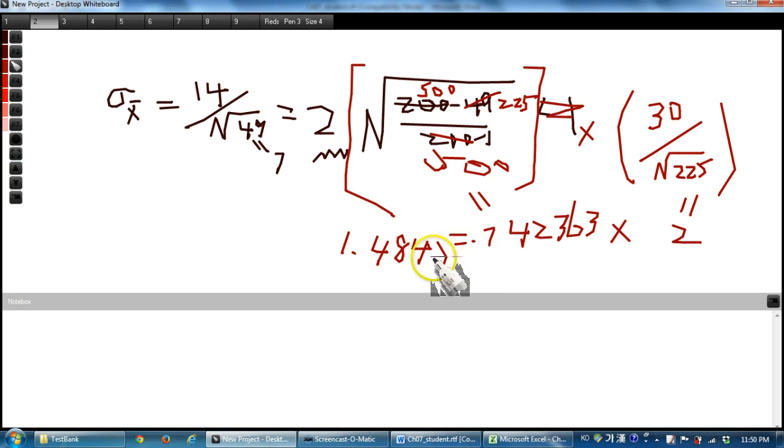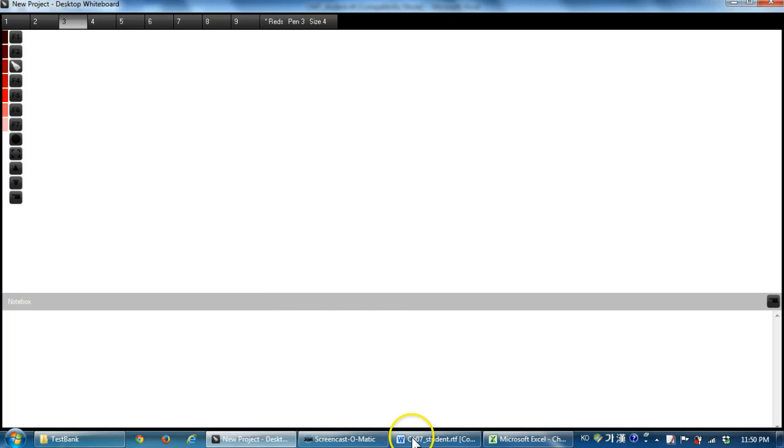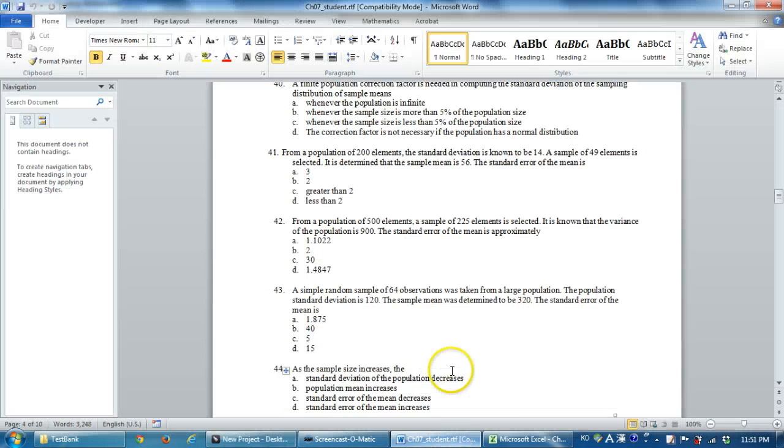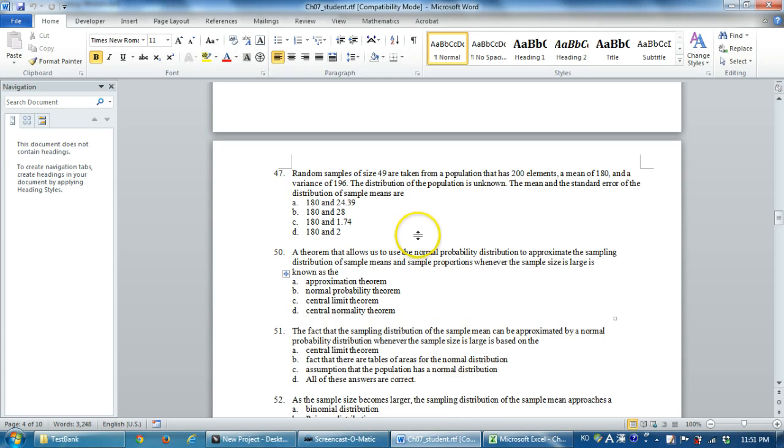Another question here, 47. A random sample of size 49 is taken from a population that has 200 elements. It's the same kind of deal, so the answer will be C, 180 and 1.74. The same kind of calculation guideline will be applied to this question.